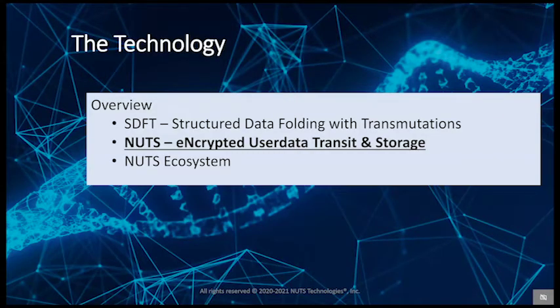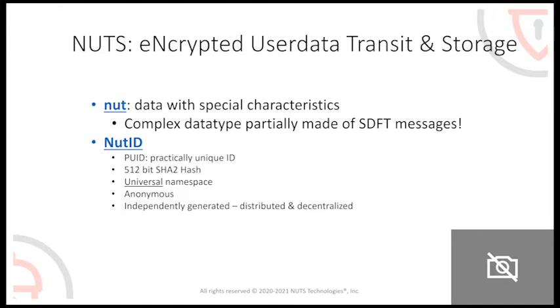Now we'll move on to the second layer of the technology called Encrypted User Data Transit and Storage, which is NUTS. And its product is a NUT container, a secure data container. Encrypted User Data Transit and Storage describes a method of creating data with special characteristics. And technically, it is a complex data type partially made of SDFT messages. So you could imagine a JSON structure where parts of it are SDFT encoded messages, all in base 64 encodings. Now, that's a fairly ugly looking structure, but it is actually kind of elegant when you actually see it.